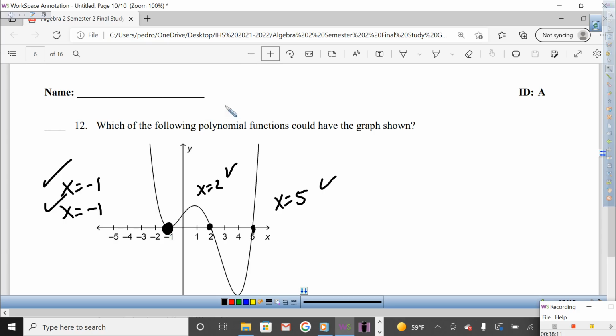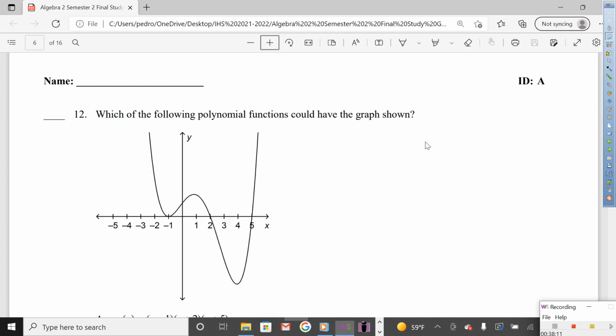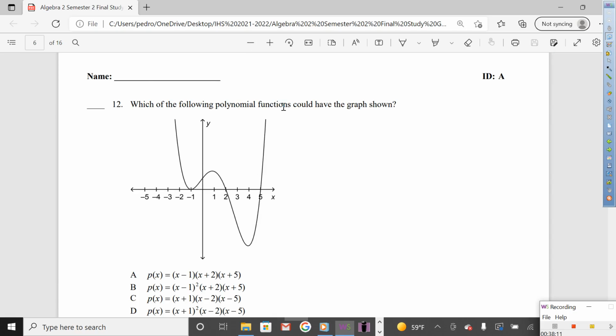Look up, please. Make a little note for yourself, an asterisk, and write whatever note you want. Remember that when it doesn't go through the x-axis, it's 2 roots. Point to that when it doesn't go through the x-axis, okay? So now with that said, let's go to the options that they give us. It says, which of the following polynomial functions could have the graph shown?